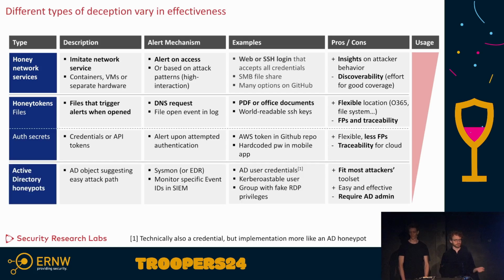And then, last but not least, Active Directory honeypots. So these are AD objects that suggest some worthwhile attack path. And you need a SIEM or some monitoring for AD events to actually alert on these. We also count hiding credentials for Active Directory accounts to this category instead of authentication secrets, because in how they work and how you alert on them, they are quite similar. More details Niklas will give you in a minute.